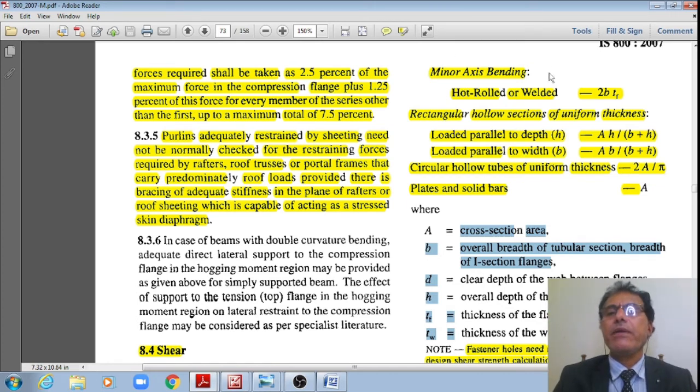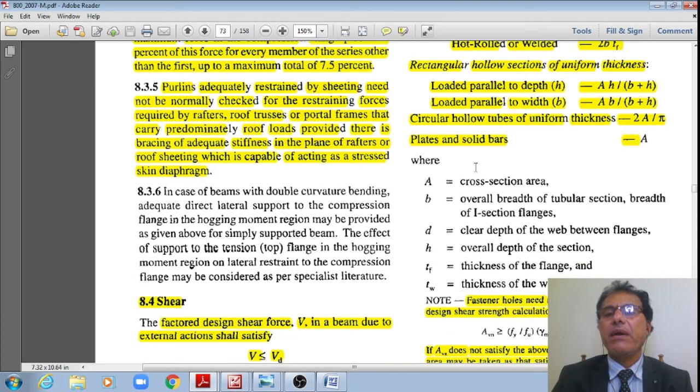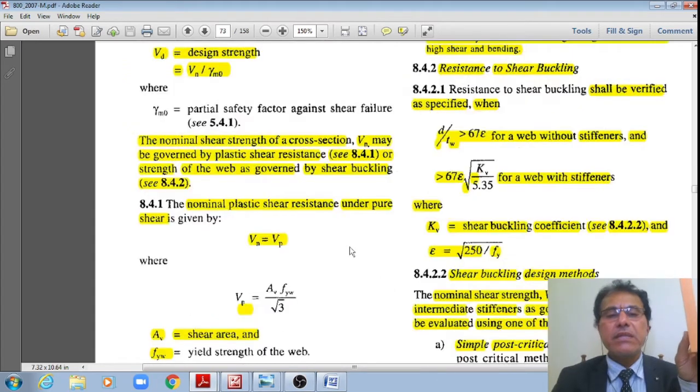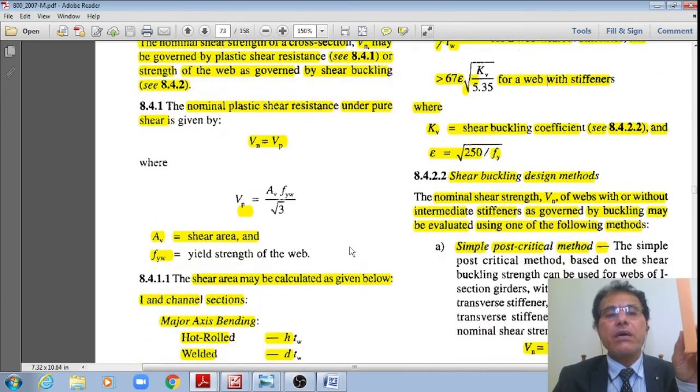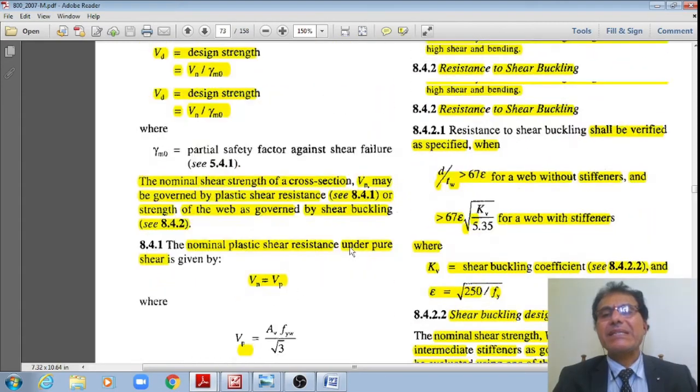Then next, for rectangular hollow sections of uniform thickness loaded parallel to depth H, it is AH divided by B plus H, whereas loaded parallel to the width B, it is AB divided by B plus H. For circular hollow tubes of uniform thickness, it is 2A divided by pi, whereas for plates and solid bars, it is equal to A. These are the shear areas about the major and minor axis.